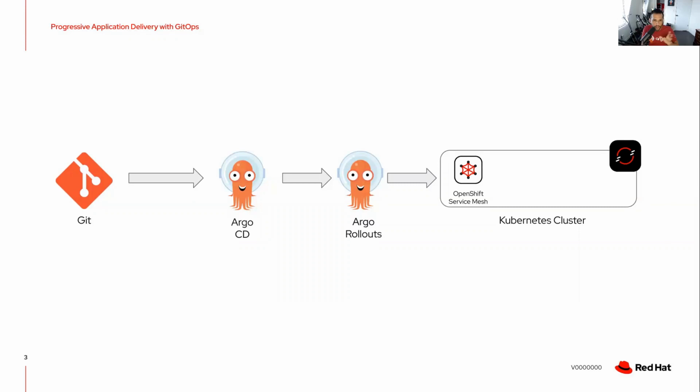So Argo Rollouts works hand in hand with Argo CD and also with your traffic manager provider, in this case, Istio or OpenShift Service Mesh, to perform some of these canary rollouts. Argo Rollouts does this in two ways. First, it has its own controller called a Rollout. Basically, it's a drop-in replacement for your Deployment.